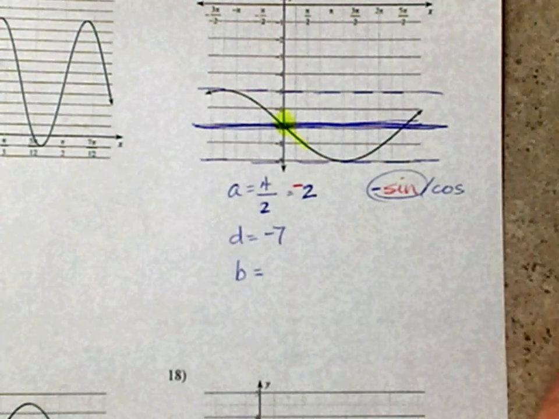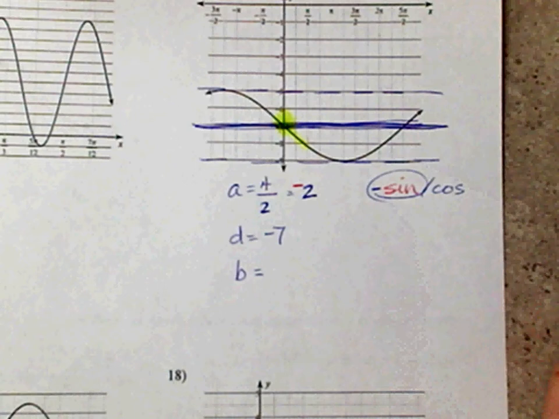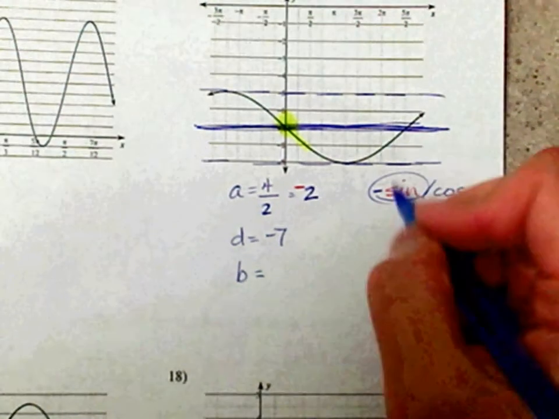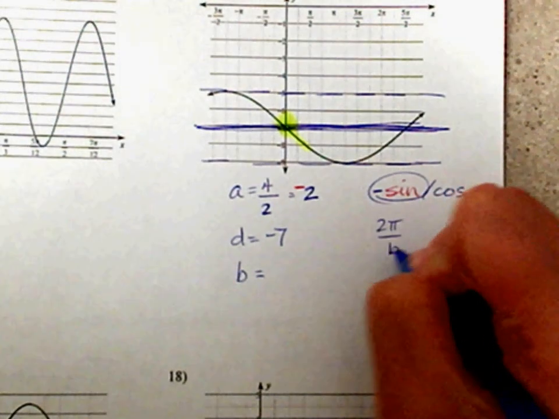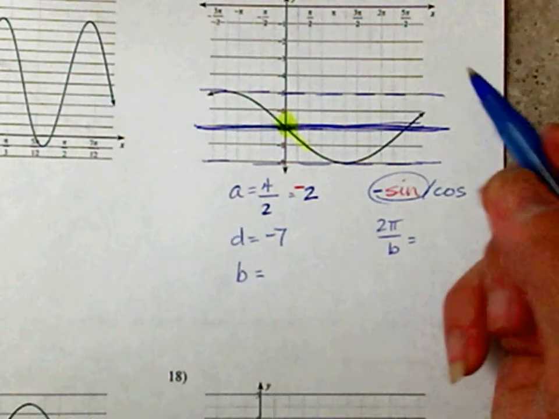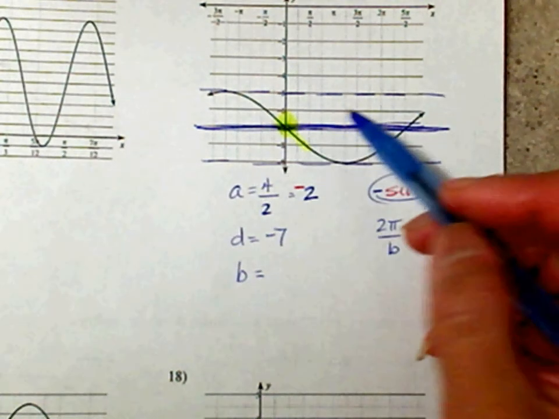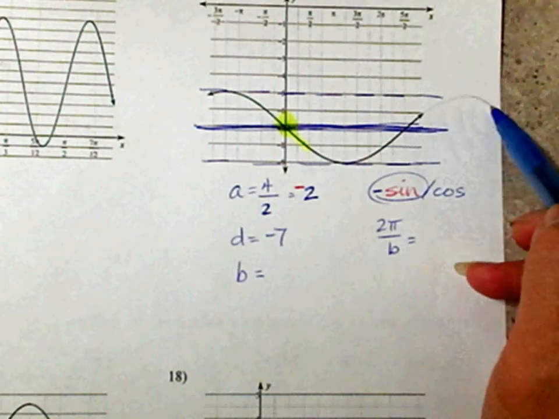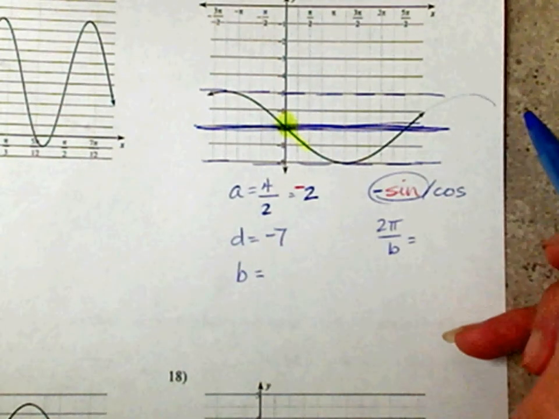To find our B, you're going to take 2 pi over B is equal to 1 period. Well, now let's take a look, okay? This is a sine graph. This one should continue on, but are you noticing how we don't know what it is over here to complete a sine graph? Because a negative sine graph should look like this.